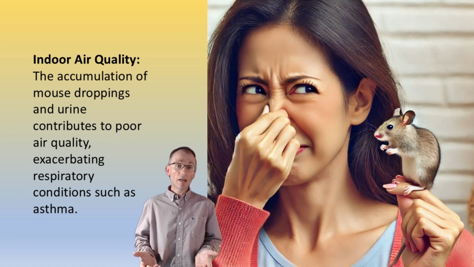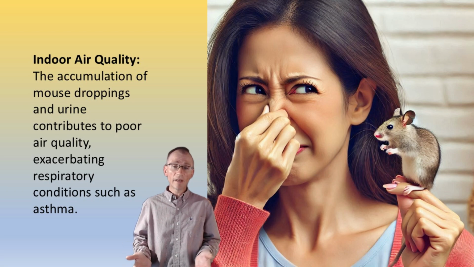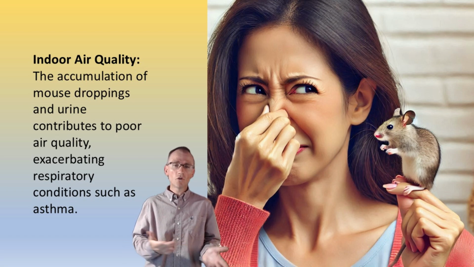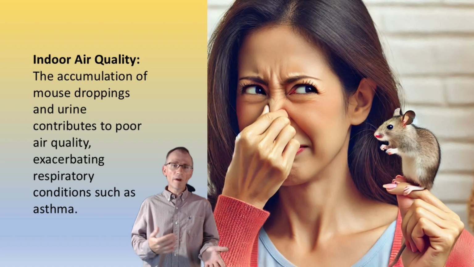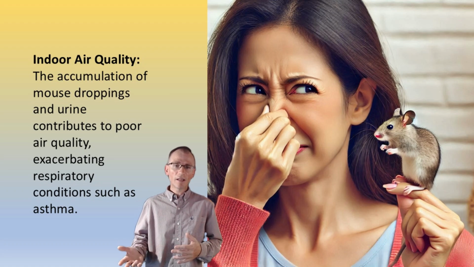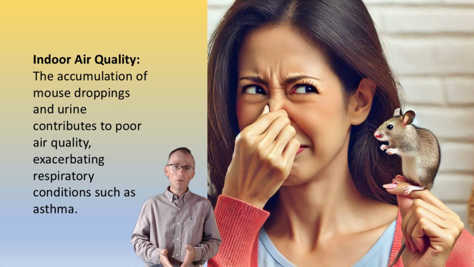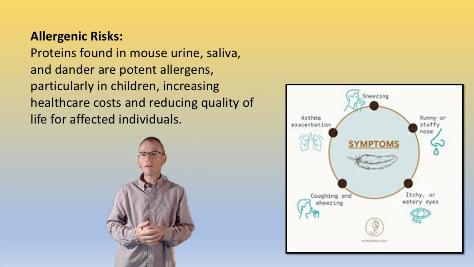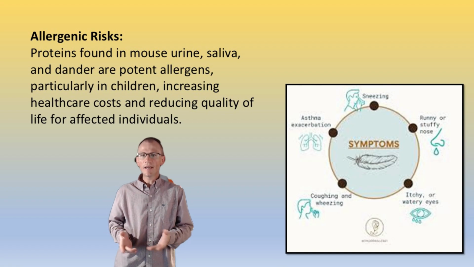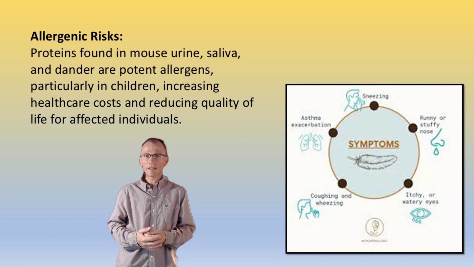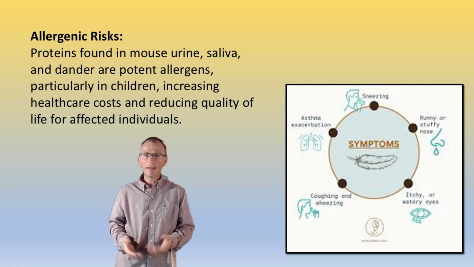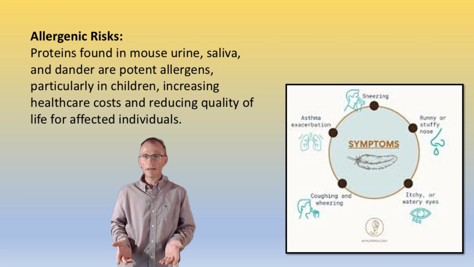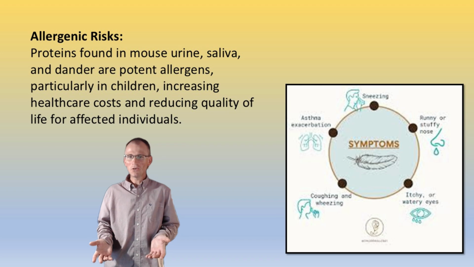It's going to be an issue, especially when it comes to respiratory conditions such as asthma. I've seen this. I've been in people's homes where they have suffered from this. So this again goes back to what do we do in those areas where we have the urine and the droppings, and how do we clean them up? Because if we leave an area like that, we're obviously going to leave the people in this position. Allergenic risk. Proteins found in mouse urine, saliva, and dander are potent allergens, particularly in children, increasing healthcare costs and reducing quality of life for affected individuals. So once again, we got two issues here again.